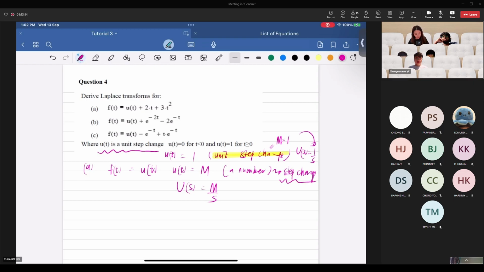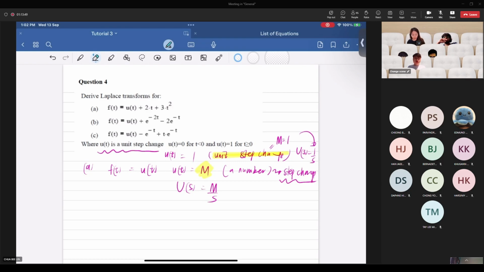Step change, the magnitude is m. It can be a number changed to another number and remaining at the new value. So this is a step change. Like you change the temperature of this room from 20 to 25 suddenly and it remains constant at 25. This is a change of 5 units, so 5 over s if you Laplace transform. This is what we call a step change. When the magnitude is 1 for the step change, then we call this a unit step change.